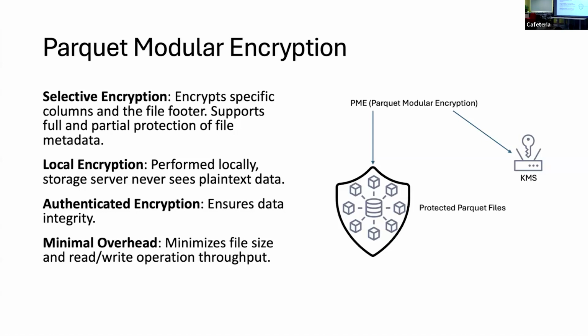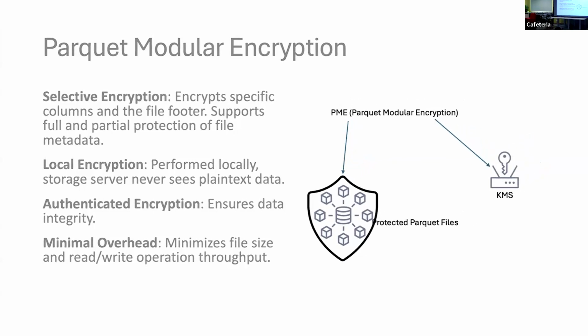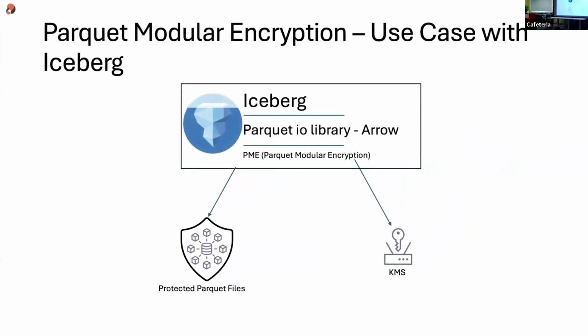Also, it minimizes the file read and write operations and the throughput impact. So it's a minimal overhead that it introduces within the process. So Parquet Modular Encryption, this could be the use case which we can work on, or we are working on, which is using Parquet Modular Encryption in Iceberg using the Arrow libraries.